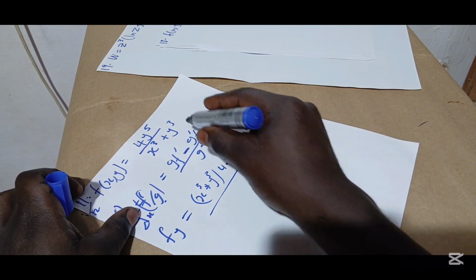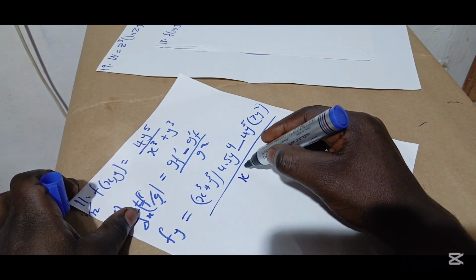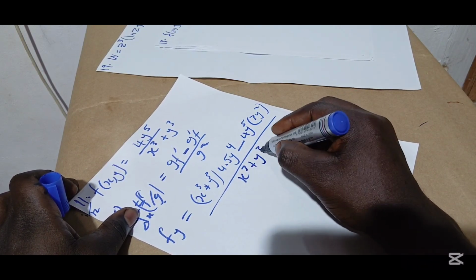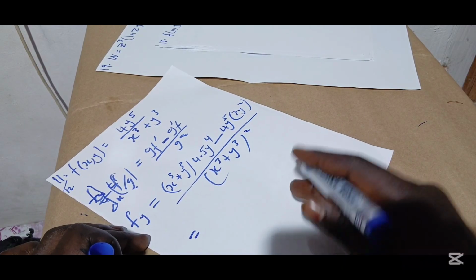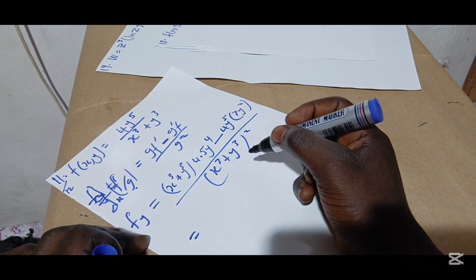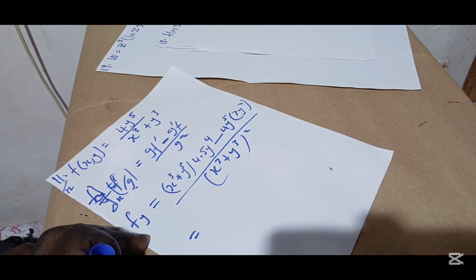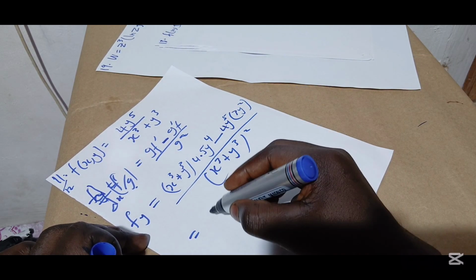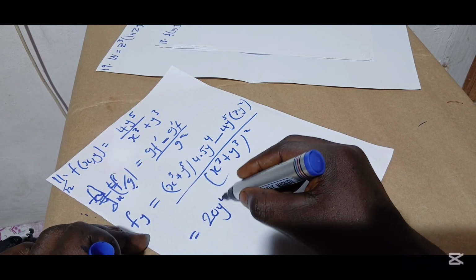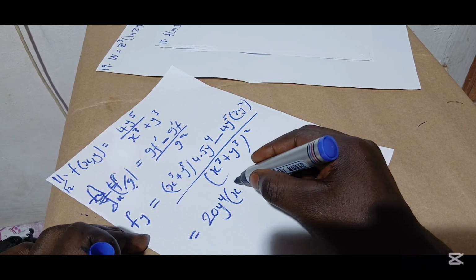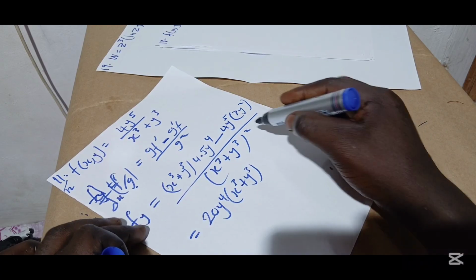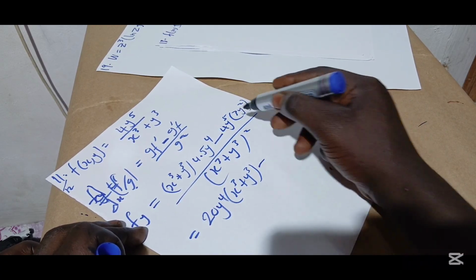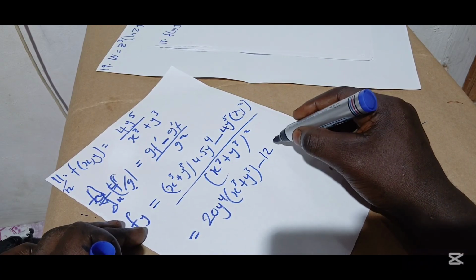All divided by the denominator squared: 3 plus y to the power 3, all squared. Simplifying this, 4 by 5 gives us 20, so 20y to the power 4 multiplying x to the power 3 plus y to the power 3. Then we have minus 4 by 3 here, giving us 12.